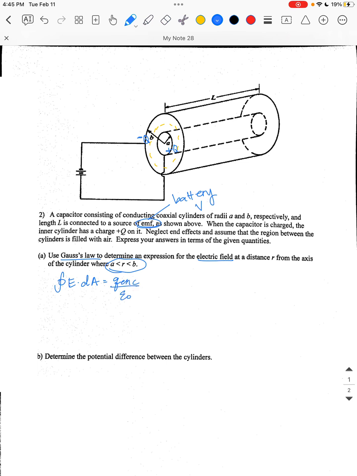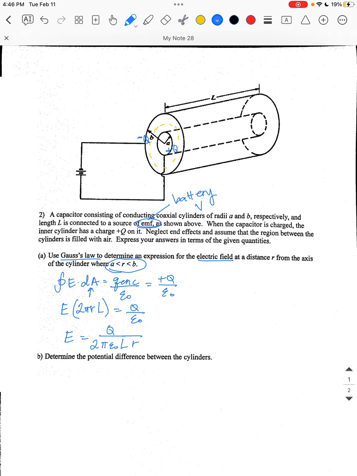Our Q enclosed is the inside cylinder, which has a positive Q charge, and the dA is going to be the surface area of a cylinder along its curved surface, not the ends. And so this is going to be 2 pi r times L is equal to Q over epsilon naught. Now, all we have to do is divide that over, and we get our electric field, Q over 2 pi epsilon naught L R, and R is our variable.